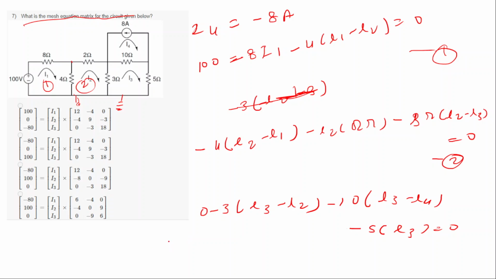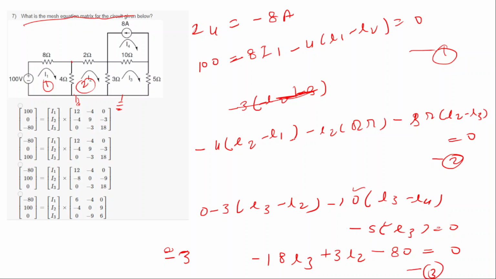Now we can add the terms. This is minus I3, this is minus I3, this is minus I3, so 10 minus 15 minus 18, so it is minus 18 I3, plus 3 times I2, minus 80, equals 0. So now this is our third equation.